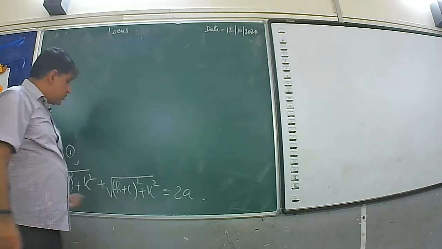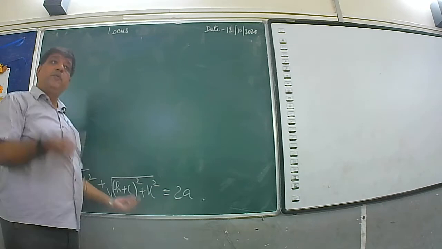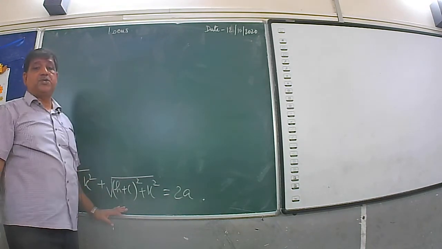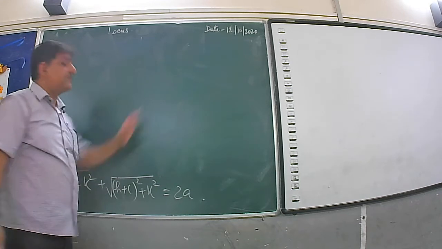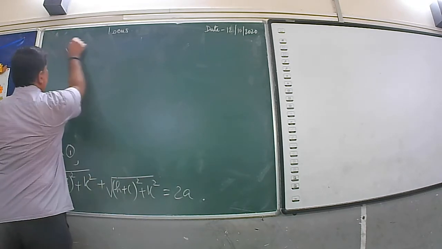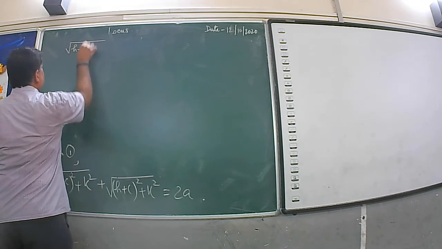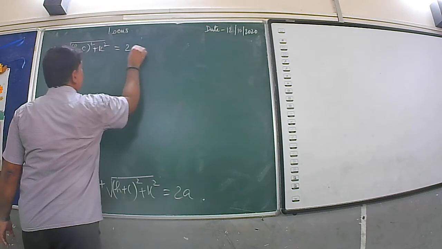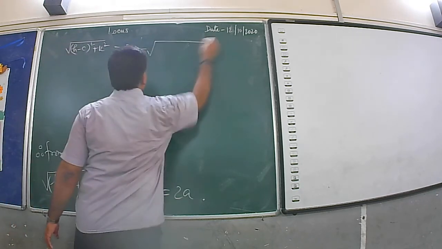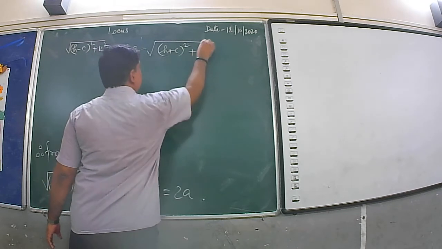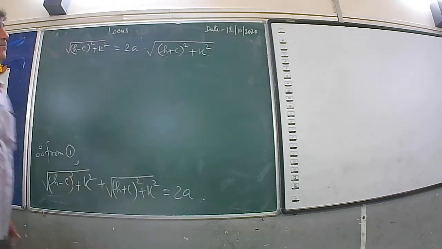So if these two terms contain the radical sign, we have to omit this radical sign. Whenever this type of condition exists, always try to shift one to the right hand side. So what happens? Root over (h minus c) whole square plus k square is equal to 2a minus root over (h plus c) whole square plus k square. This result you will get.